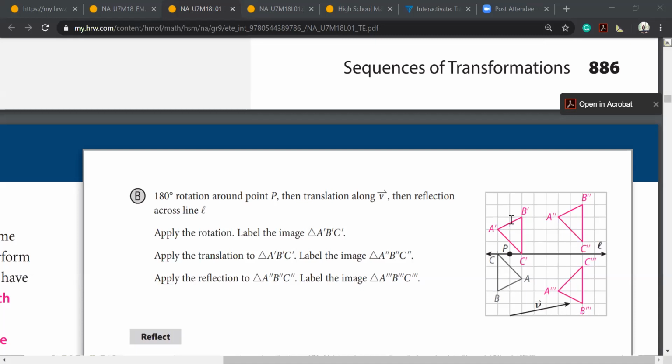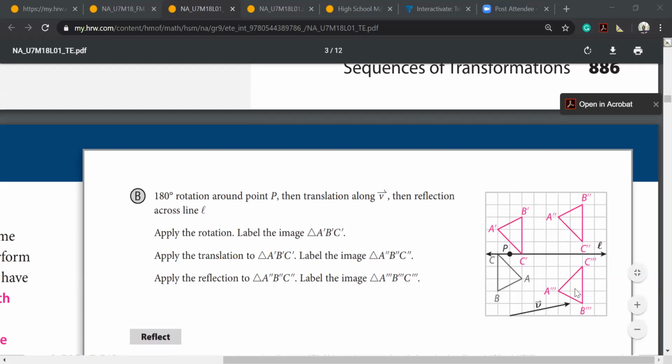Should I make a rotation first? Girls, whatever comes last comes first. What do I mean? Here, I started by rotation to find A prime, B prime, C prime. And then I did a translation to find the double prime. And then I did a reflection to find the triple prime. To go back, you cannot go back directly. I have to go back first to here, and then to here, and then to here.